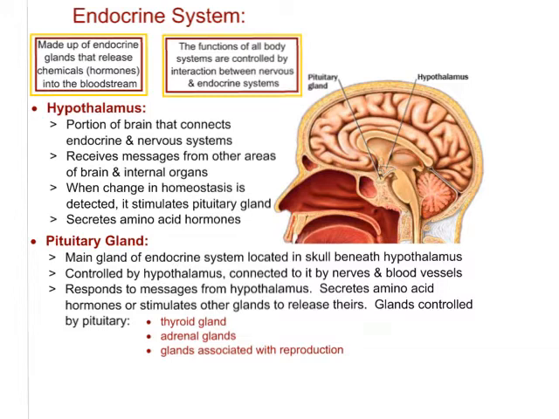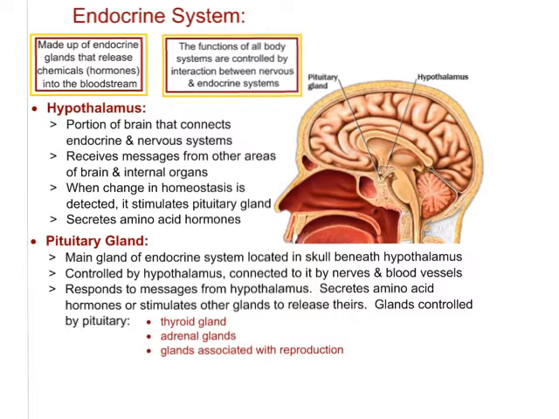Now, let's look at the pituitary gland. It is the main gland of the endocrine system located in the skull just beneath the hypothalamus. It's controlled completely by the hypothalamus. They are connected by nerves and blood vessels, and the pituitary gland will respond to these messages from the hypothalamus. It will secrete amino acid hormones itself, or it will stimulate other glands to release theirs.